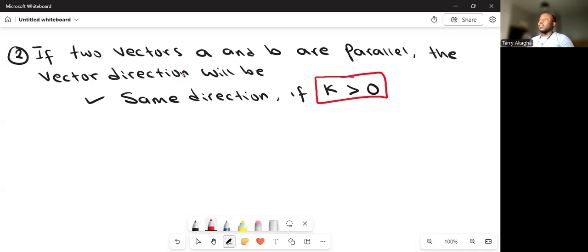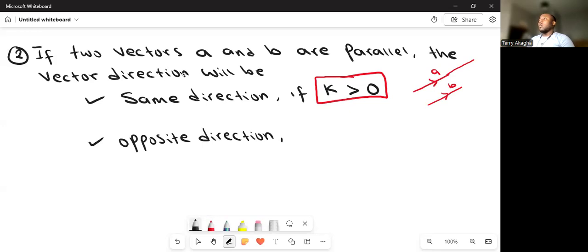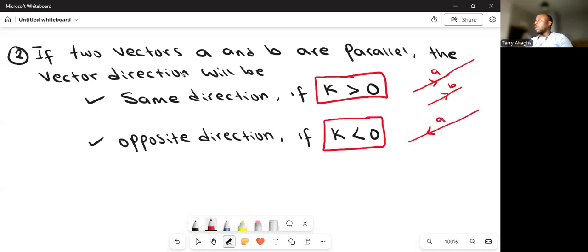So you should expect something like this: this is A, and something like this is B. They're in the same direction, but they could be of different magnitudes. It does not really matter, it means they're in the same direction. The next one is when they are in opposite directions, if k is less than 0. When you solve and check they're parallel and k is less than 0, it means they're in opposite directions. If this is A, then you could have this be B, so they're in opposite directions. You have to keep this in mind.